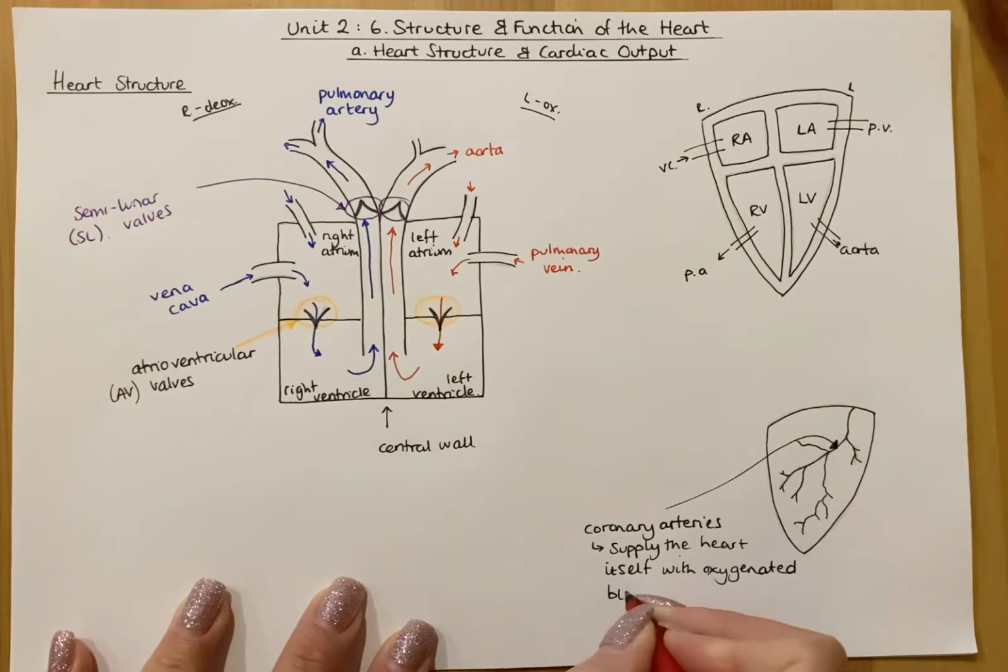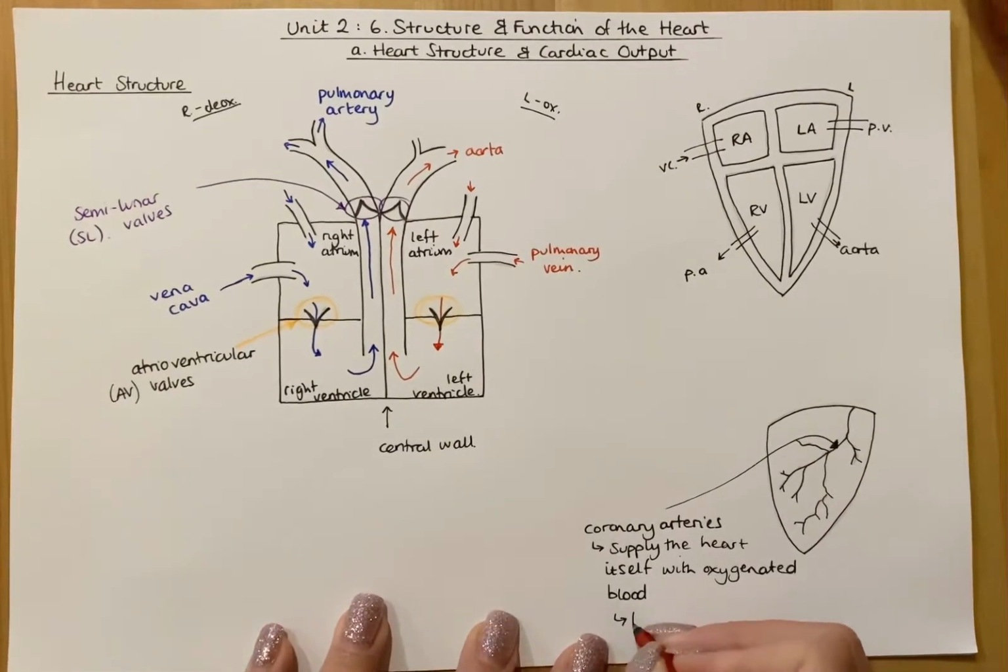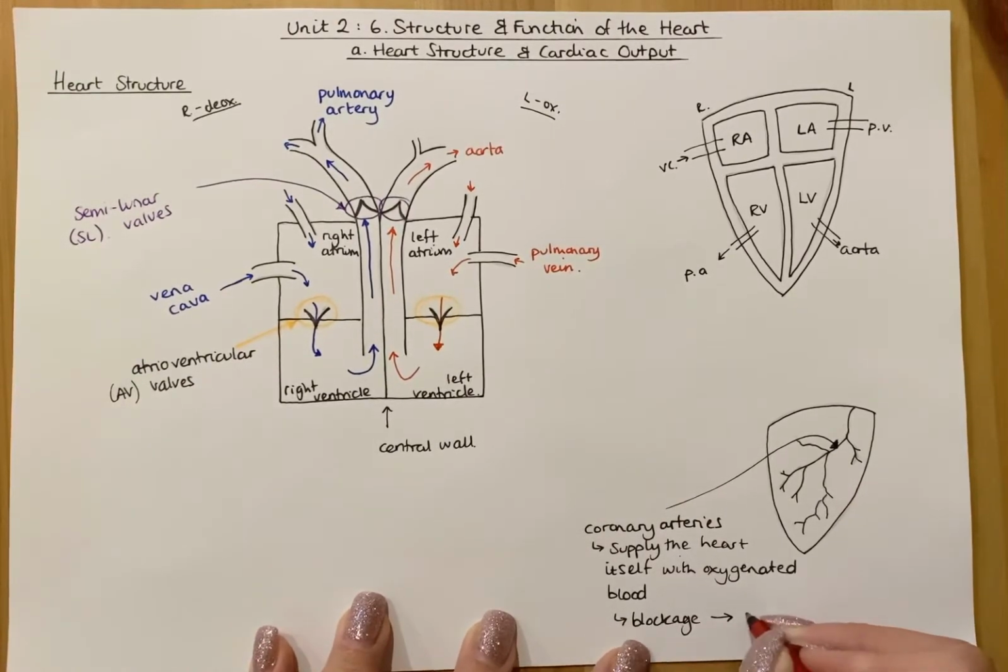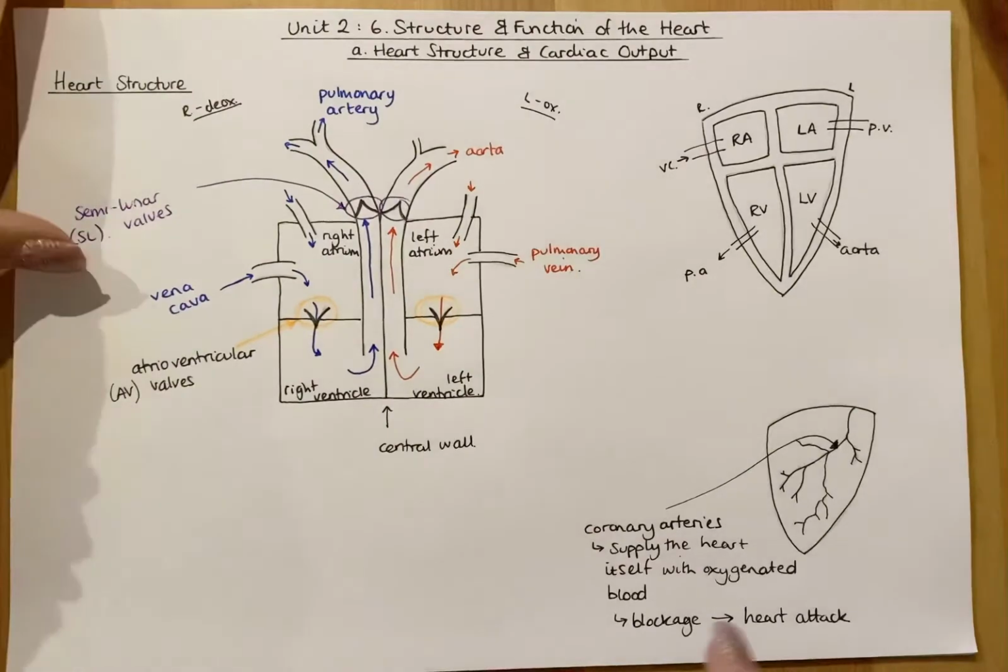Now the reason you need to still know these from National 5 is because we're going to talk about them in terms of heart attacks. So if there's a blockage in one of these coronary arteries, it will lead to a heart attack, which we'll learn more about in the cardiovascular disease section. Okay, so in terms of the structure of the heart, that's it done. And what we're going to do is move on and do cardiac output now.